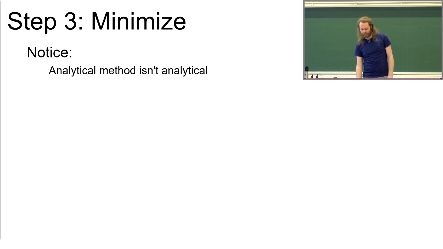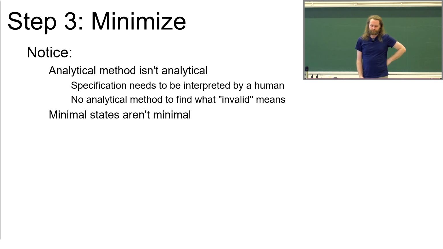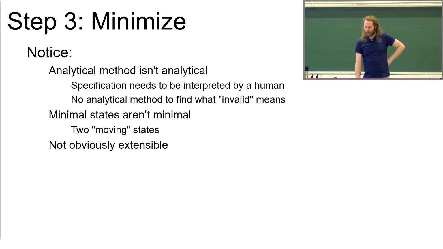The analytical method on its own isn't actually analytical. That's the thing. Finding what combinations are invalid is something a human has to do. Giving them names afterwards is something a human has to do. So it's not actually an analytical method. And also, when we found the minimal states, we had 4 of them, but we have 2 moving states, and they're actually equivalent because we have a don't care there. So it doesn't actually minimize the states, but it gets us in the right direction.